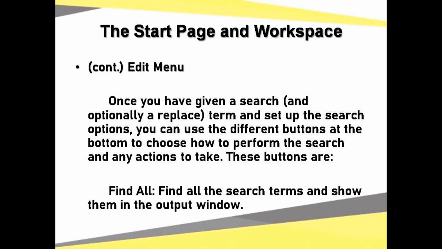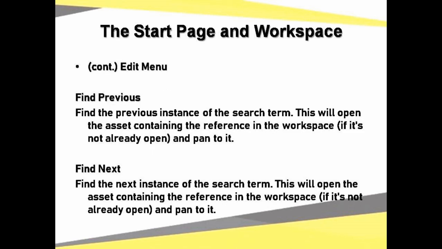Continuing, once you have given a search term and set up the search options, you can use the different buttons at the bottom to choose how to perform the search actions. For example, these are the different ways to search. You can first find all, which finds all the search terms and shows them in the output window. You can find the previous instance of the search term. This will open the assets containing the reference in the workspace, if it is not yet opened. You can also find next.